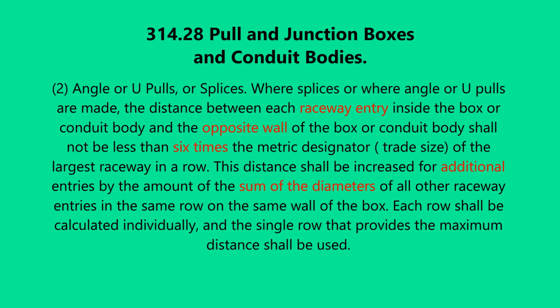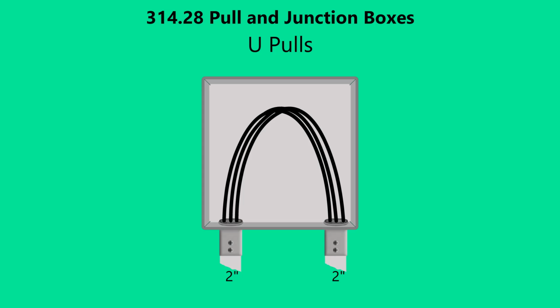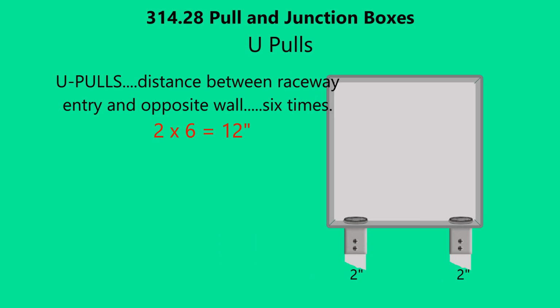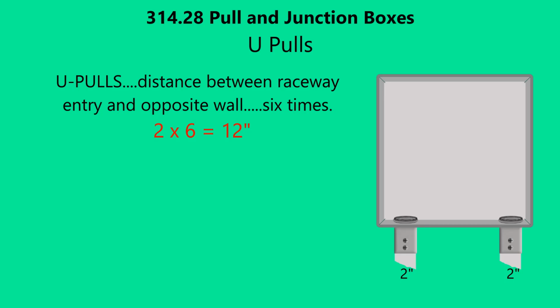Let's examine a box used for a U-pull. In this example, two 2-inch conduits are connected to a junction box for a U-pull. The size of the box is found in 2 parts. In the first part, the largest raceway is multiplied by 6. The largest raceway is 2 inches. This results in 12 inches.